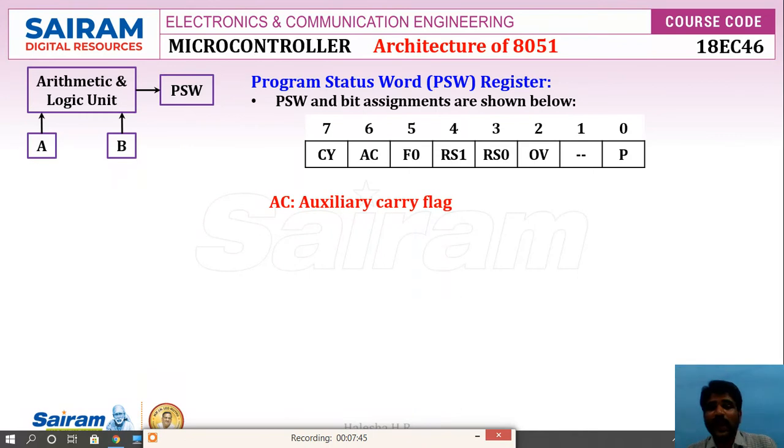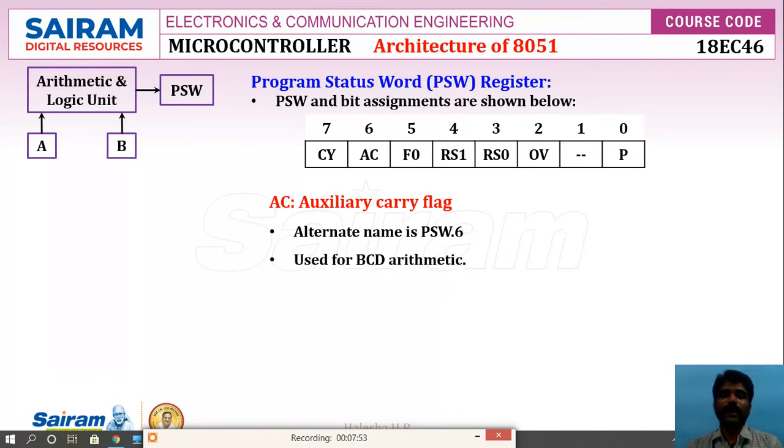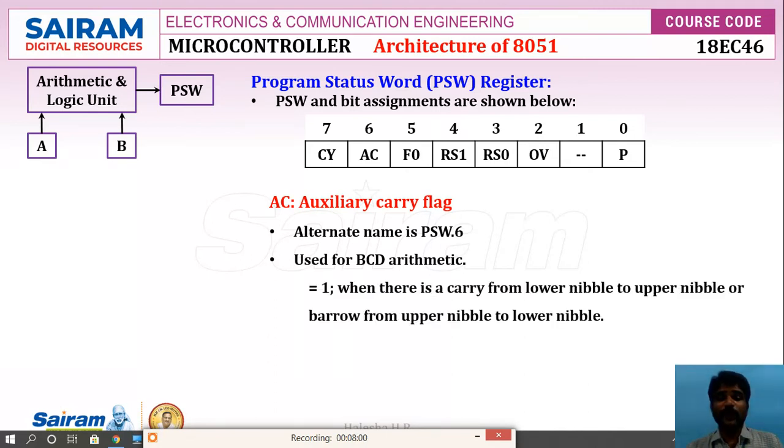And the next one is the auxiliary carry flag. The alternate name is PSW.6, that means the 6th bit in the PSW register. It is used for BCD arithmetic. BCD means binary coded decimal digit. It is set to 1 when there is a carry from lower nibble to upper nibble, or a borrow from upper nibble to lower nibble.